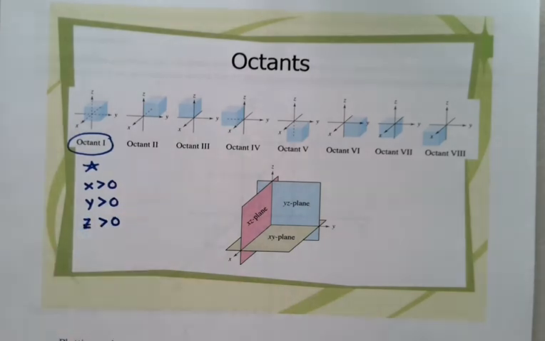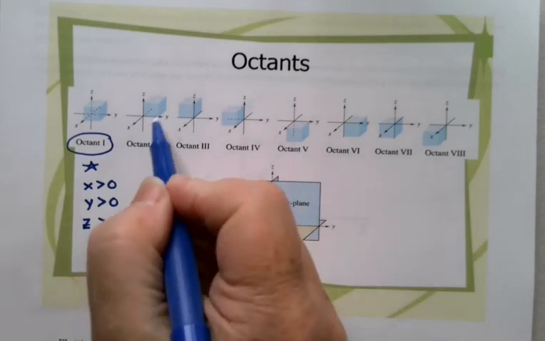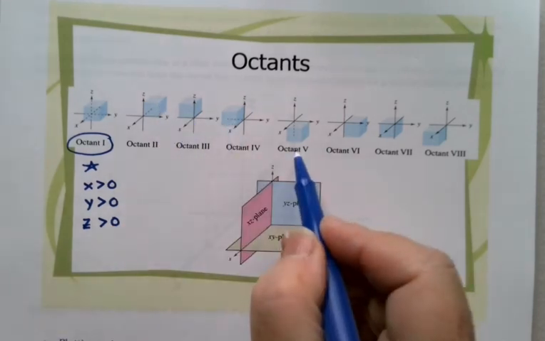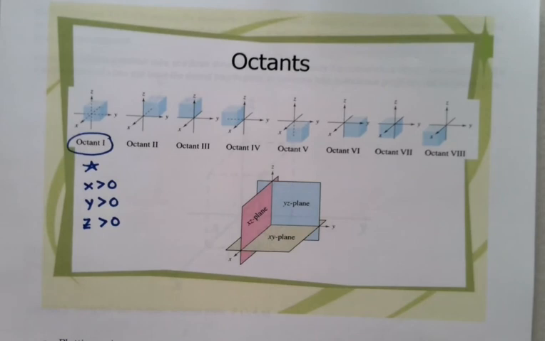So in octant 1, all three variables, x, y, and z, are all positive. The other octants go around counterclockwise. So this would be 2, 3, and 4. And then below, we've got 5, 6, 7, and 8. They're there. You can take a look at them. But other than octant 1, I really won't refer to them by number.